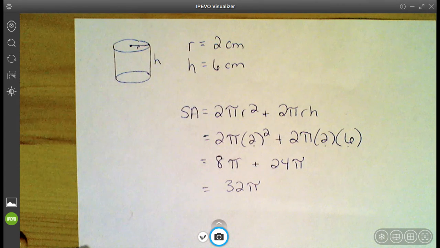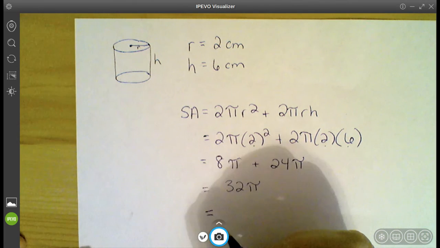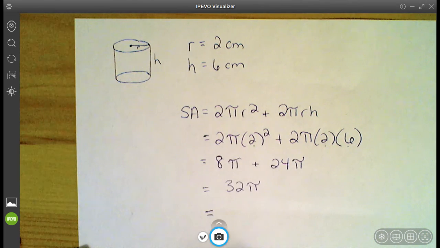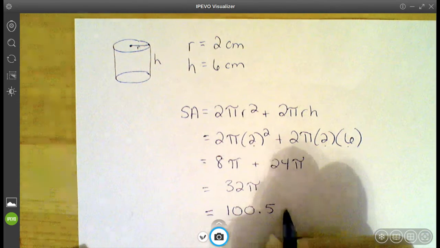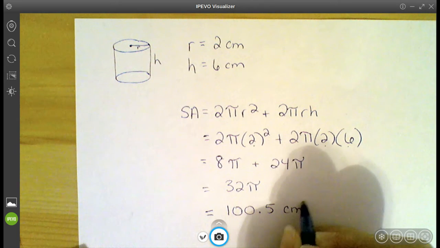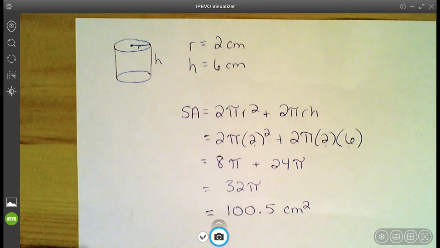Now, a lot of times we will leave the answer in terms of pi because it's the most accurate, but we can also plug it into the calculator. So if we take 32 times pi, we're going to get about 100.5, and this would be centimeters squared because we're dealing with area.